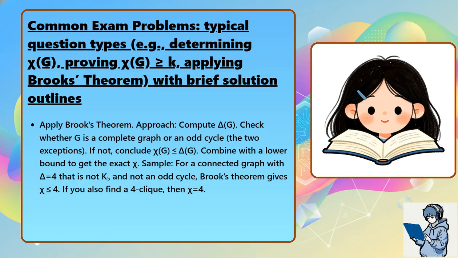Apply Brooks' theorem. Approach. Compute delta of G. Check whether G is a complete graph or an odd cycle, the 2 exceptions. If not, conclude chi of G is less than or equal to delta of G. Combine with a lower bound to get the exact chi. Sample. For a connected graph with delta equals 4 that is not K5 and not an odd cycle, Brooks' theorem gives chi less than or equal to 4. If you also find a 4-clique, then chi equals 4.